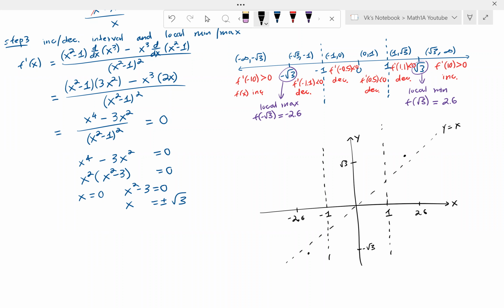From here, we have to sketch the function so that it matches up with the asymptote. So it does look like this. And right here. So we took care of two sides of the function. Now it's just the middle.